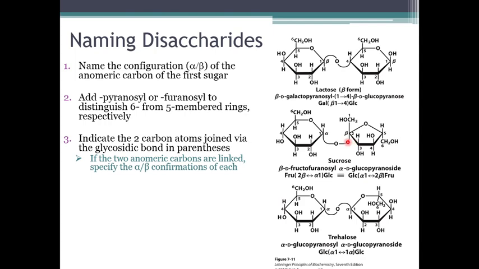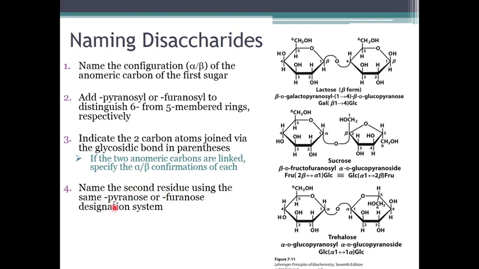But remember, the second carbon is the anomeric carbon for fructose, and the first carbon is the anomeric carbon for glucose. And hence in sucrose, which is a non-reducing sugar, there is no hemiacetal group left, whereas there is a hemiacetal group in lactose.